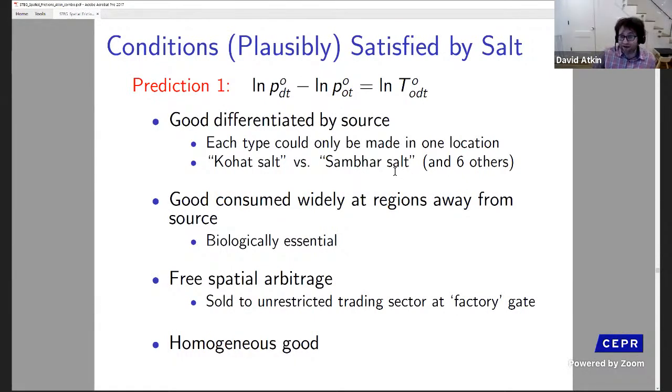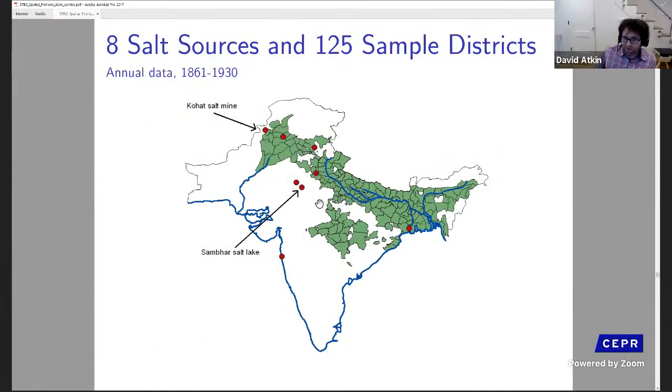Salt was only made in 8 different locations in India and was very tightly controlled, and it was taxed heavily. It was a major source of revenue. And so you can see the price of different types of salt in different locations because the salt was essentially tagged with where it came from for these regulatory purposes. Here's where the salt mines are in red. Here's where we have price data on the salt, which is tagged by the location where the salt came from.